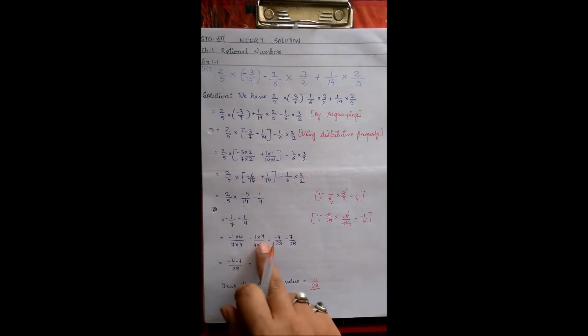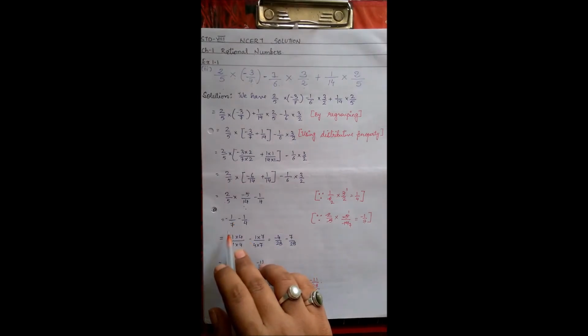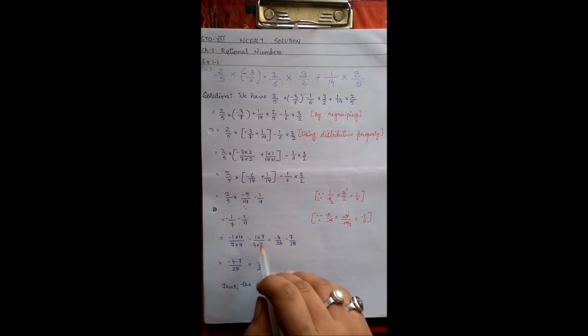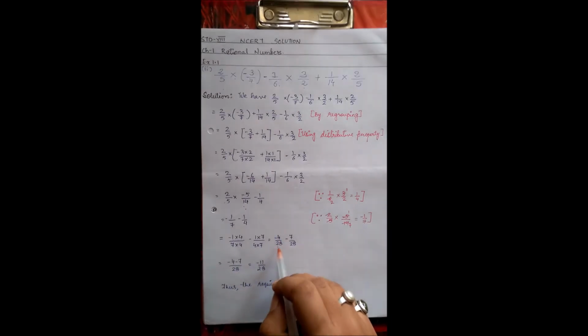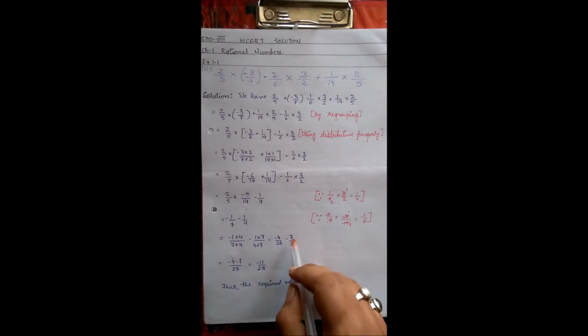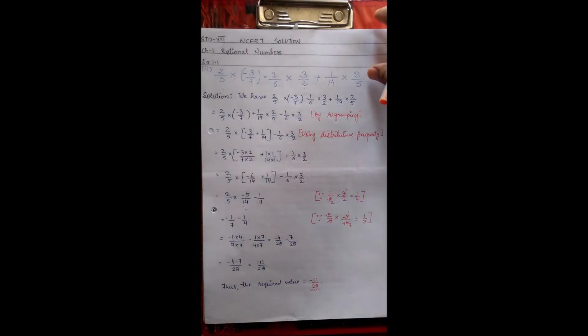Now we will make the denominator same by multiplying first fraction with 4 and second fraction with 7. So it is 1 into 4 minus 1 into 7, 7 into 4 is 28, 4 into 7 is 28. So minus 4 minus 7 is minus 11 upon 28. So the required value is minus 11 upon 28.